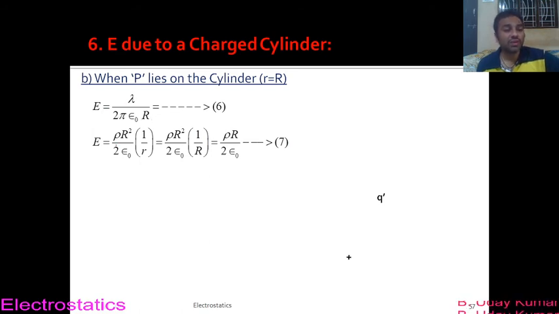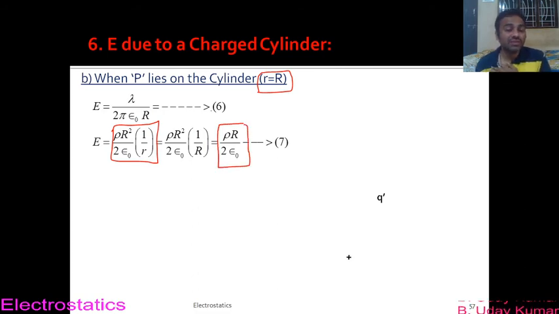Similarly, if I want to write the electric field intensity in terms of rho, this is the equation that I got when point P lies outside it. But you know that when point P lies on the surface, small r becomes capital R, and hence if I substitute capital R in place of small r, we get rho capital R square by 2 epsilon 0 times 1 by R. One R gets cancelled, and hence it becomes rho capital R by 2 epsilon 0. So this is the electric field intensity when point P lies on the surface of the cylinder. You can stop here, or if you want you can write this also, choice is yours.